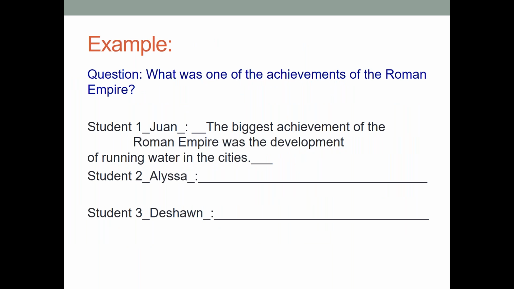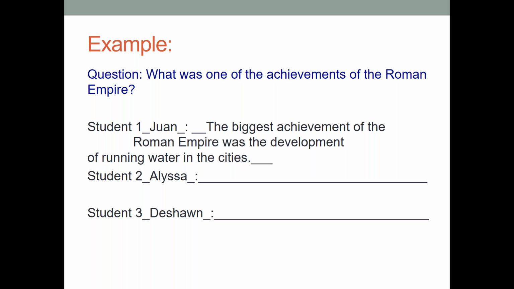So that's an open-ended question that's going to get a lot of nice varied responses from the classmates. For example, Juan would say, the biggest achievement of the Roman Empire was the development of running water in the cities. And Alyssa's not going to be saying the same thing. She's going to come up with a different answer. And then Deshawn's going to come up with a different answer. So there's going to be a nice way of getting more content and more vocabulary practice in that.